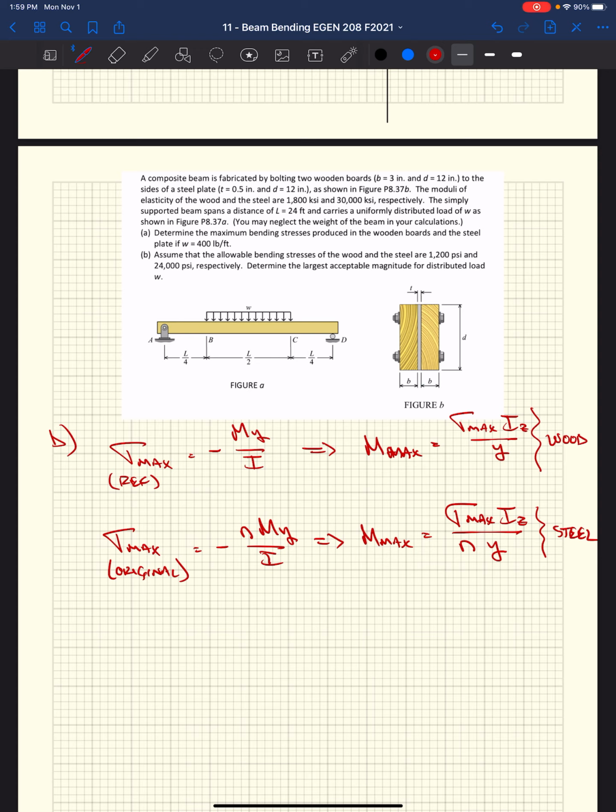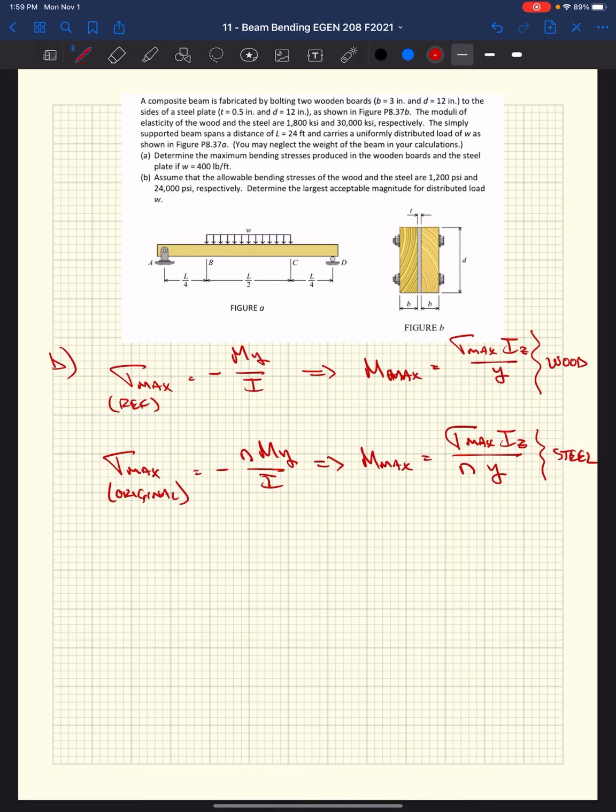Similarly, as we just decided, we have this original material, in this case our steel. We have to take into account the modulus of elasticity ratio between the two materials. We resolve for the maximum moment. Out of these, we have y max, we have I, we have n, and we have the maximum stress. They gave it to us now. We can figure out our maximum moment, right?